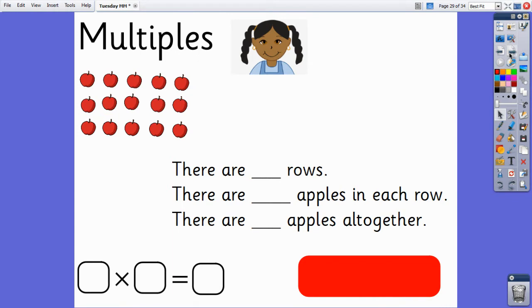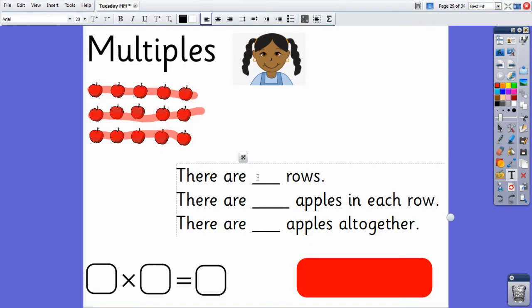Now we're going to look at a picture which represents a multiplication equation. Remember, we call this an array. I have some apples which are grouped into rows and columns. Let's answer the first question together. How many rows of apples are there? Let's check. There are 1, 2, 3 rows of apples.